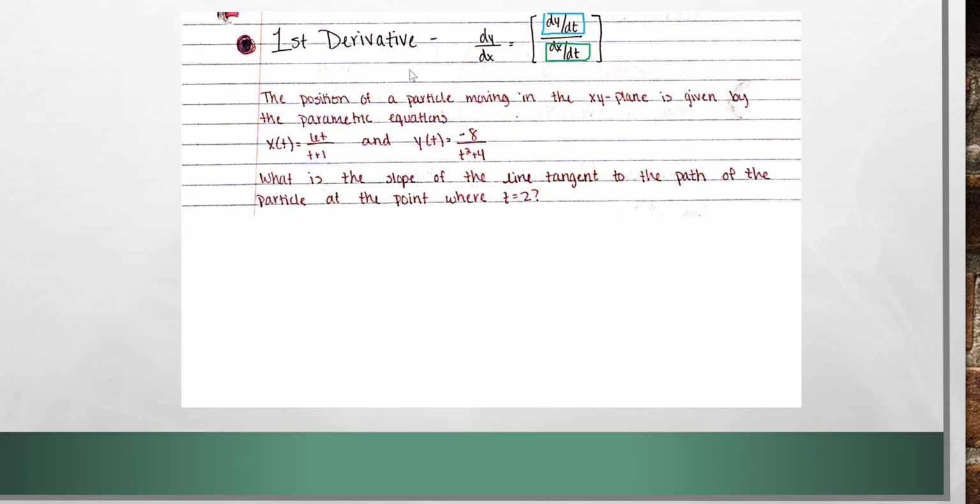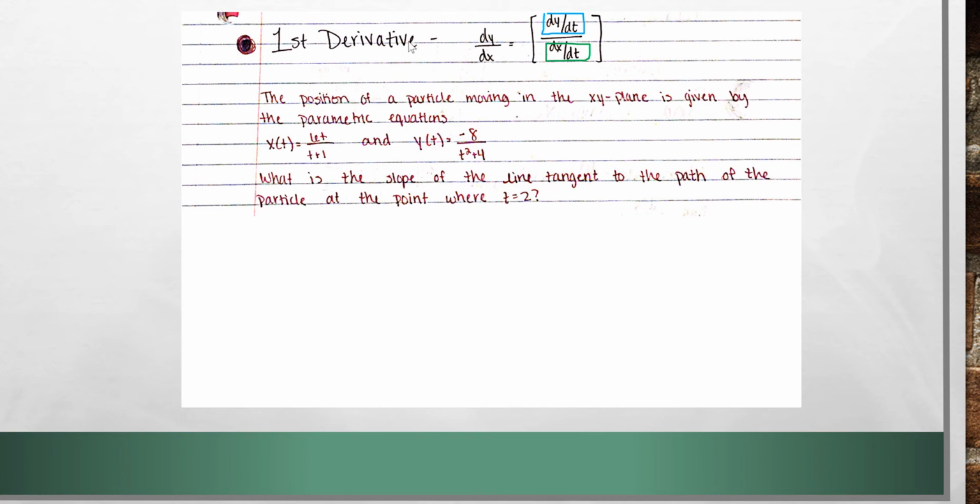The problem that we're going to be looking at tells us that the position of a particle moving in the xy plane is given by the parametric equations x of t equals 6t over t plus 1 and y of t equals -8 over t squared plus 4. And this problem wants us to find the slope of the line tangent to the path of the particle at the point where time equals 2, or t equals 2.